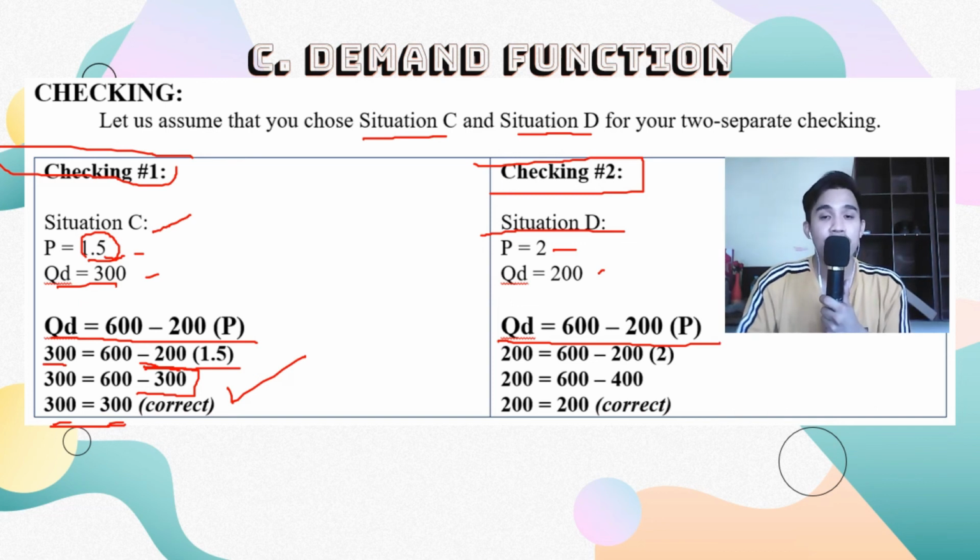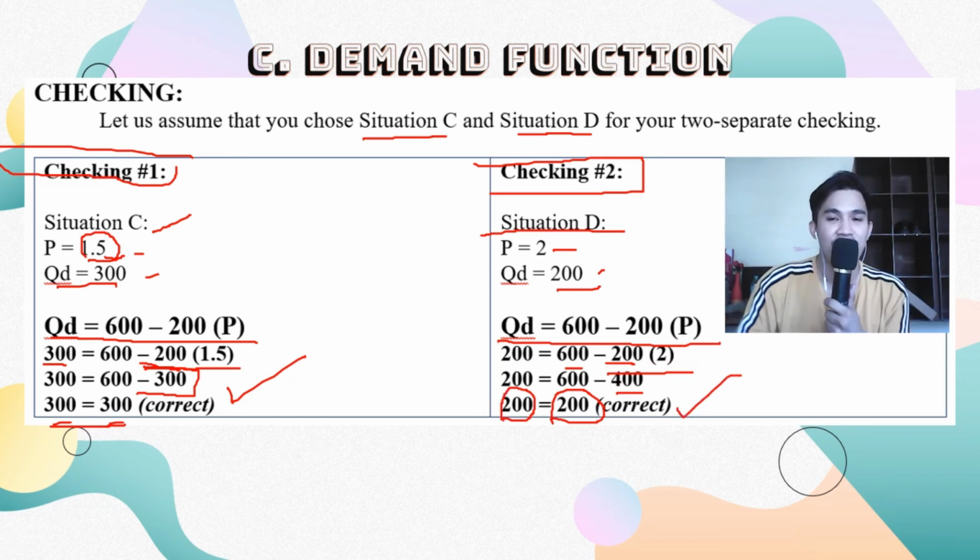So our QD for situation D is equal to 200 is equal to 600 minus 200 times 2. So negative 200 times 2, that is 400. So 600 minus 400, we come up with 200. So we were able to equate it with 200 is equal to 200, which is correct. That our equation is correct.